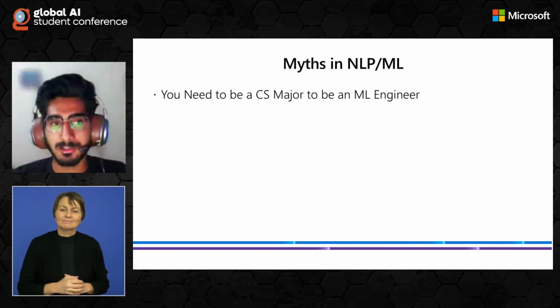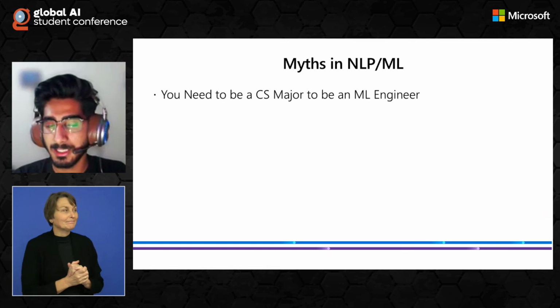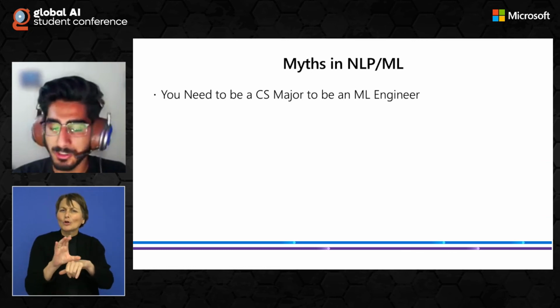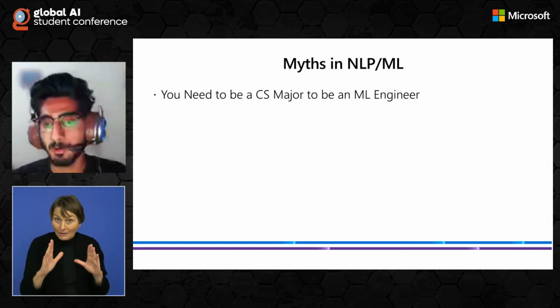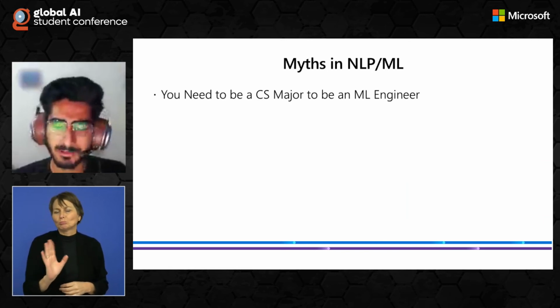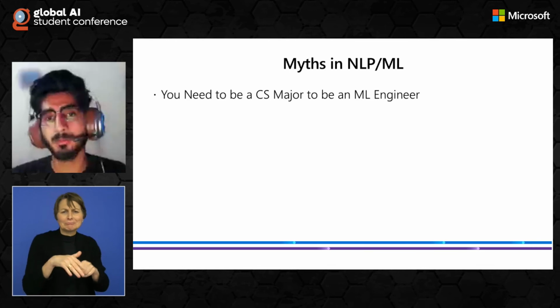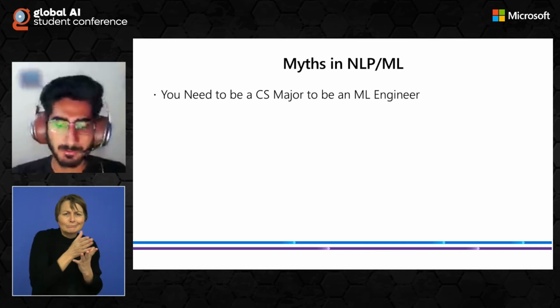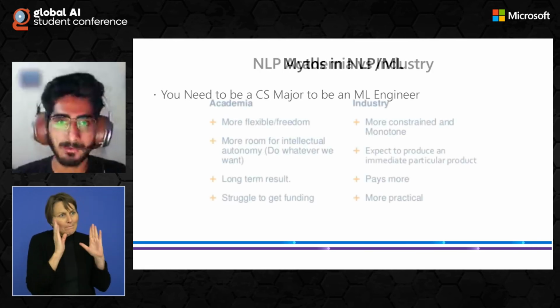And lastly, do you need to be a CS major to be an ML engineer? No, you don't need to be a CS major. You can be from electrical engineering. You can be from the English domain. You can be from anywhere and from any domain. There's no restriction. You just have to put in the effort.